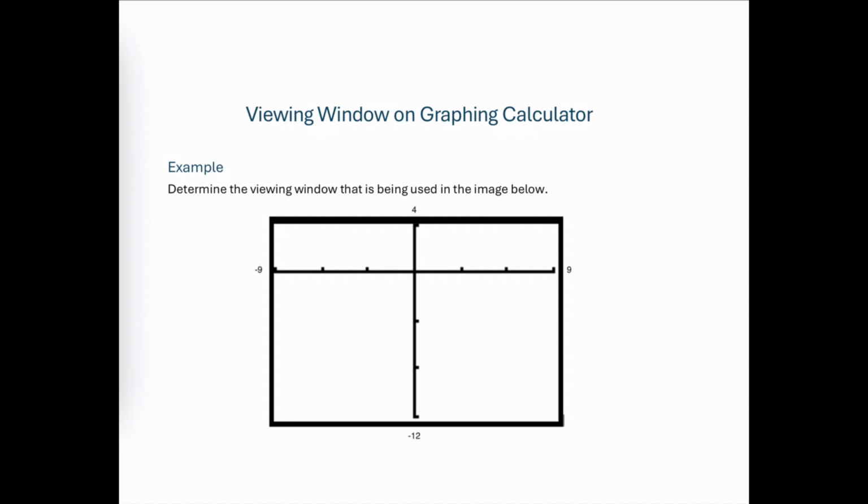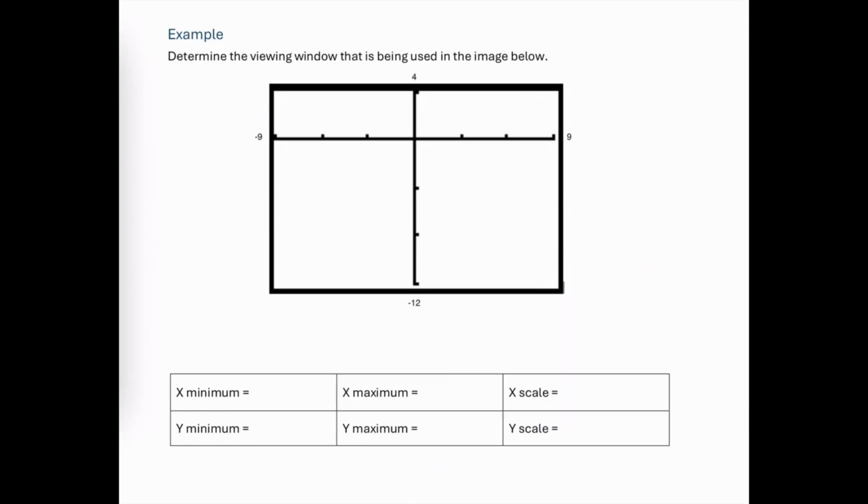Determine the viewing window that's being used in the image below. Here we have the screen of a graphing calculator where the horizontal axis is the x-axis and the vertical axis is the y-axis. The viewing window is the way that we describe where the x values start and stop and where the y values start and stop. And the x and y scale indicates how many units are represented with each tick mark.